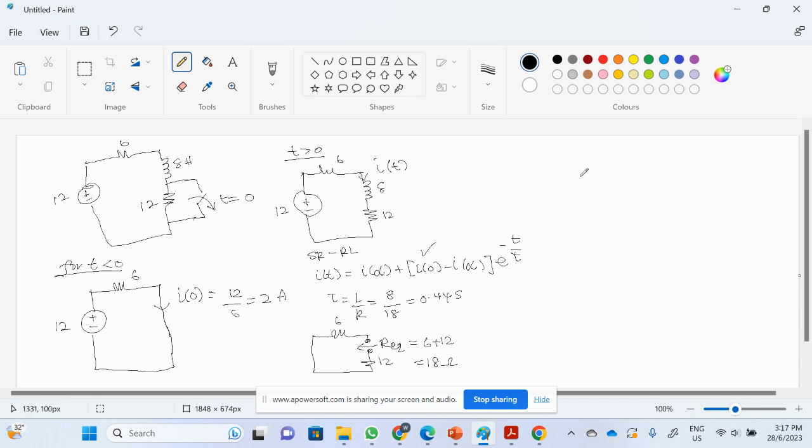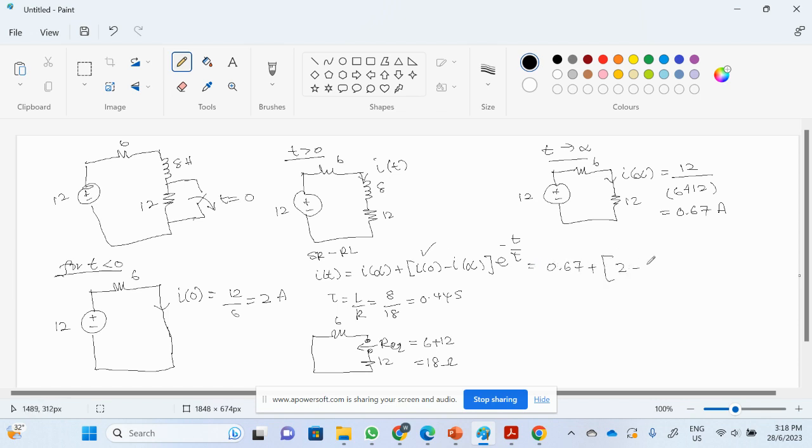Okay, that is tau. For I infinity, you have to redraw the circuit when t approaches infinity. So you have 12. Now, what happened to the inductor? It should be short. Okay, this is I infinity. So I infinity equals 12 divided by 6 plus 12, and total R is 18. 12 over 18, you get 0.67 ampere.